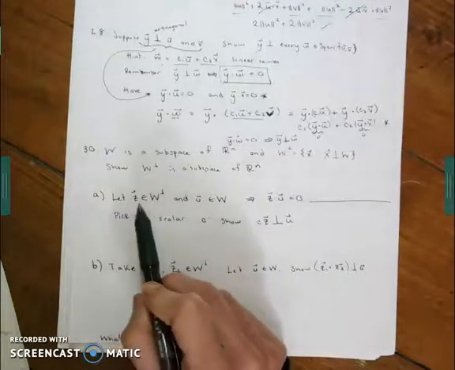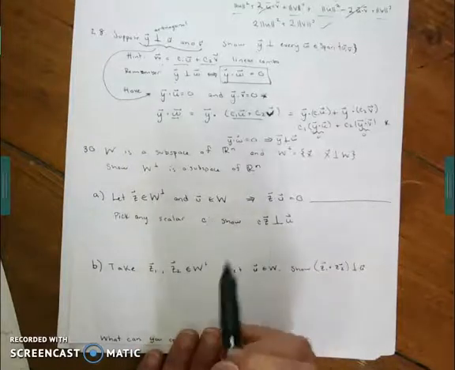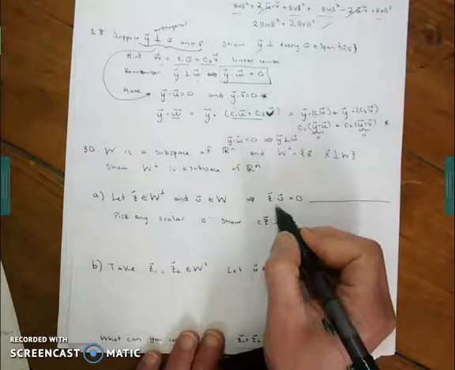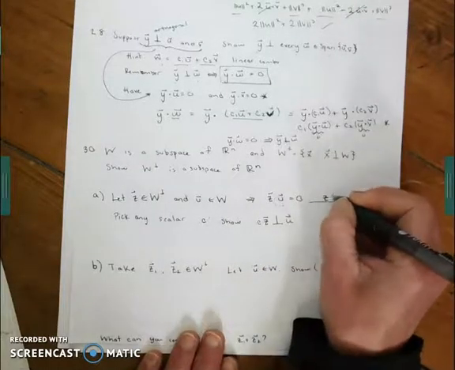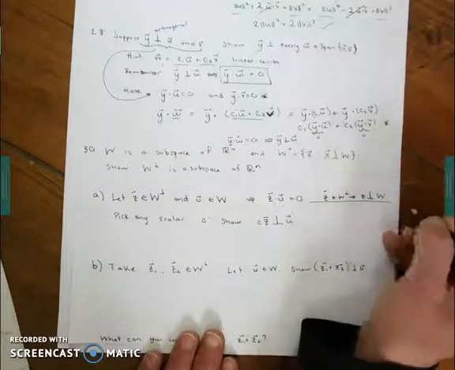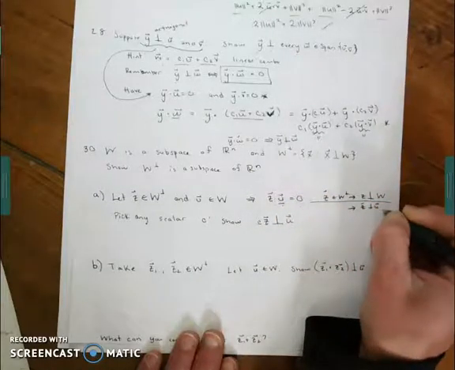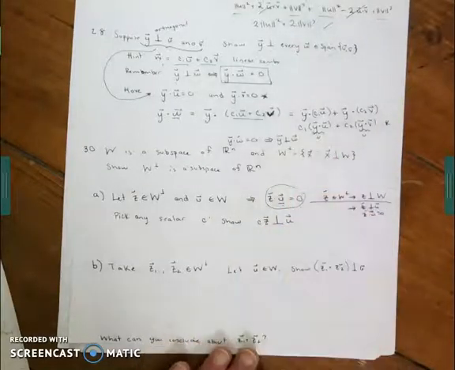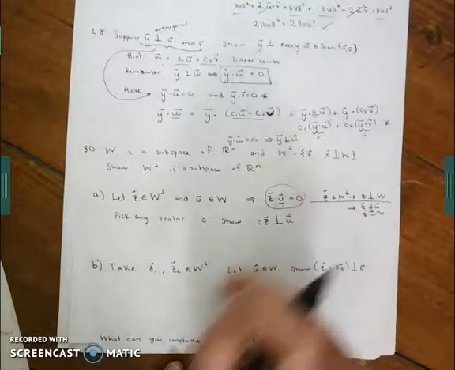In question 30, we're taking a vector z in w perp and a vector u in w. We first want to claim that z dotted with u is equal to 0. Z is in w perp means that z is orthogonal to everything in w. U is in w, so z is orthogonal to u, which means their dot product is 0. So that is basically showing the claim that the textbook gave you in the hint. You didn't have to do this, but I wanted to make sure you understood where this is coming from.